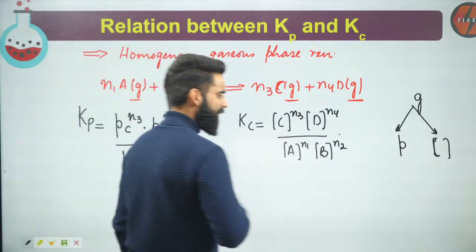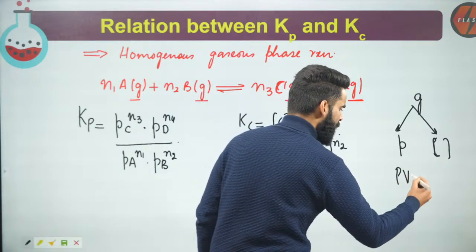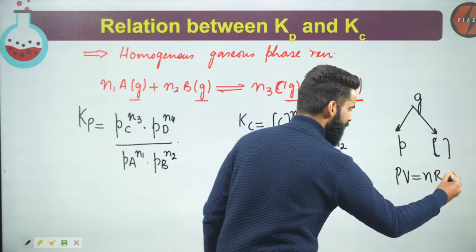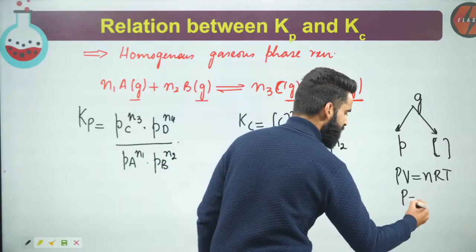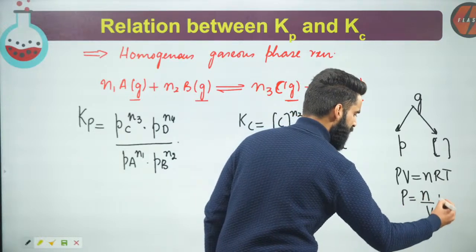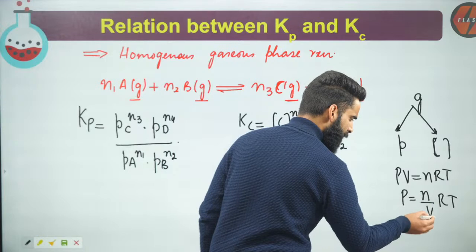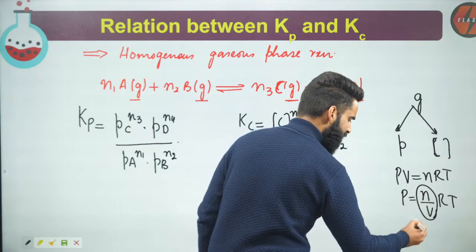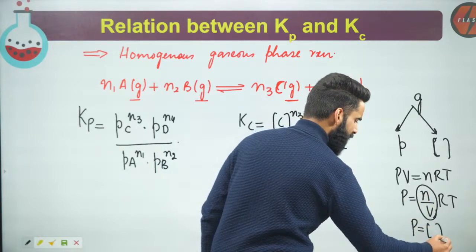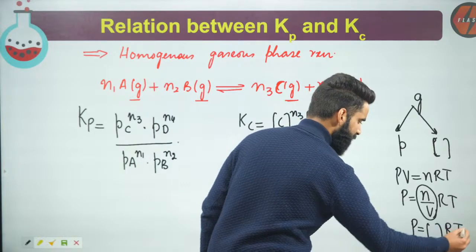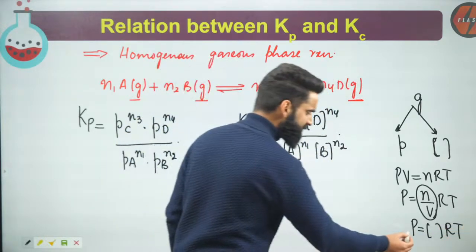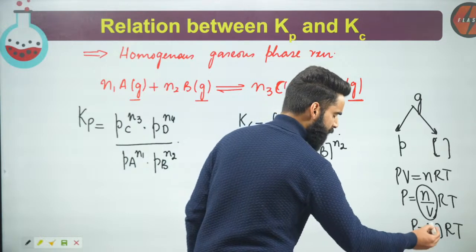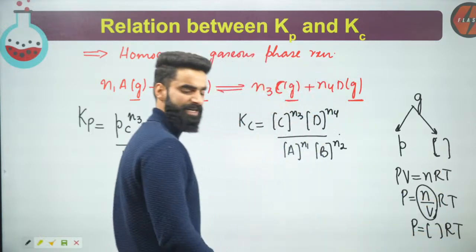So, as per the ideal gas equation, we know PV = nRT. I can write it like this: P = n/V RT. Now, number of moles divided by volume, do we call this term concentration? Yes, we call it concentration. So I got the general result: P = concentration × R × T.